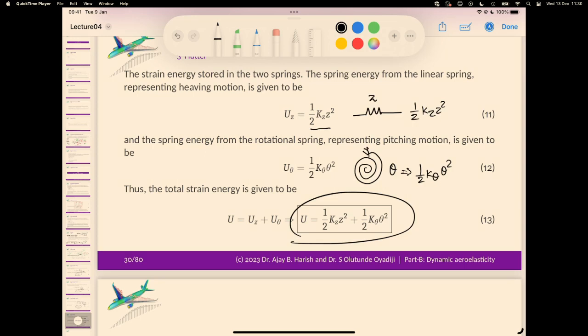So for our Lagrange equation, we need three of these: kinetic energy, the spring energy, and the generalized forces. And we have tried to look through each of these. I will run through this extremely fast, but I'm more than happy to come back to that if somebody has any questions.